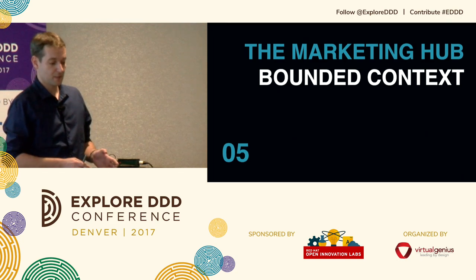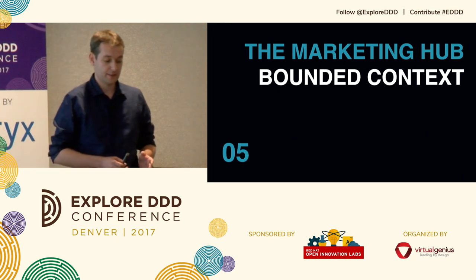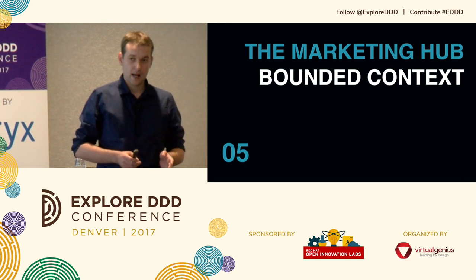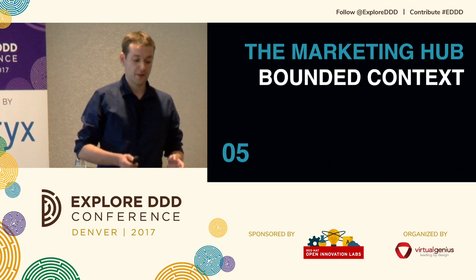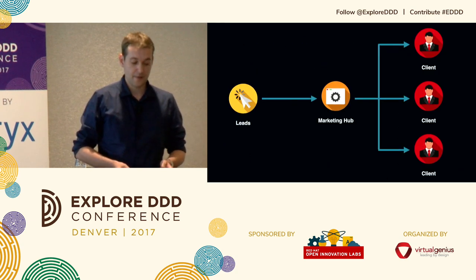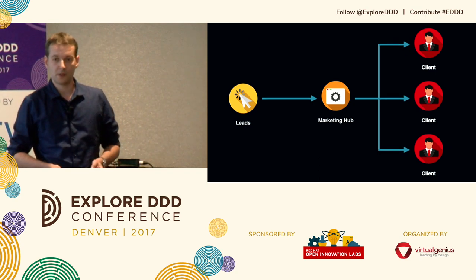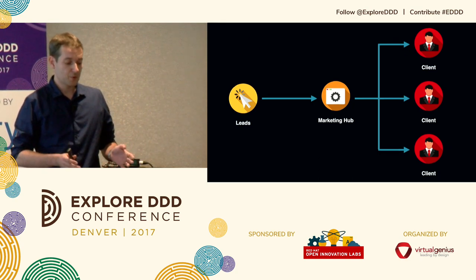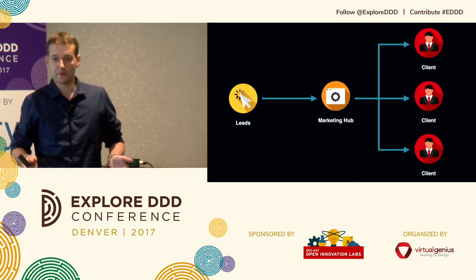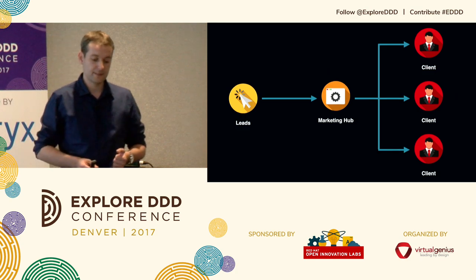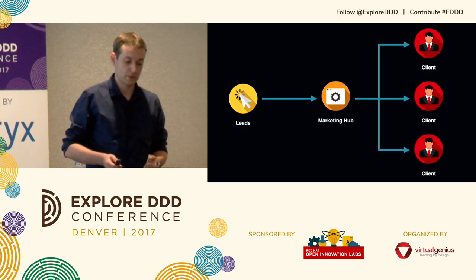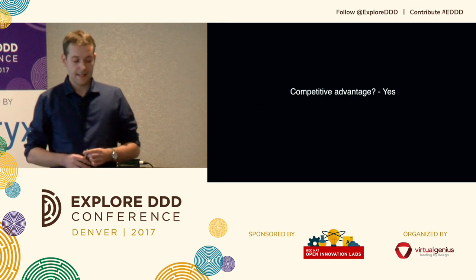And the fifth and the last bounded context I want to talk about is Marketing Hub. Our management was looking for a profitable new vertical. They pondered, why couldn't we use our ability to generate massive amounts of leads and sell them to smaller clients, small companies that we've never worked with before? So we said, let's give it a try. This project was called Marketing Hub.